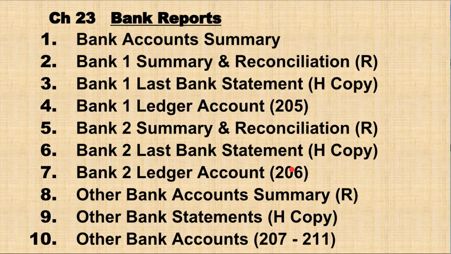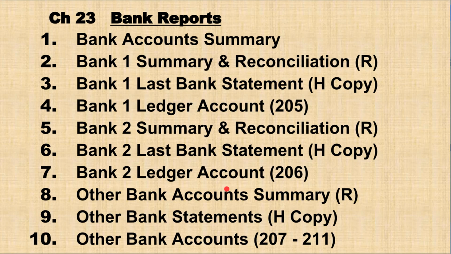Chapter 23, we look at bank accounts summary. We start with Bank 1 summary and reconciliation. Next is Bank 1 last bank statement, hard copy. Next is the Bank 1 ledger account. Then we look at reports for the second bank account, starting with the Bank 2 summary and reconciliation, Bank 2 last bank statement, and Bank 2 ledger account.